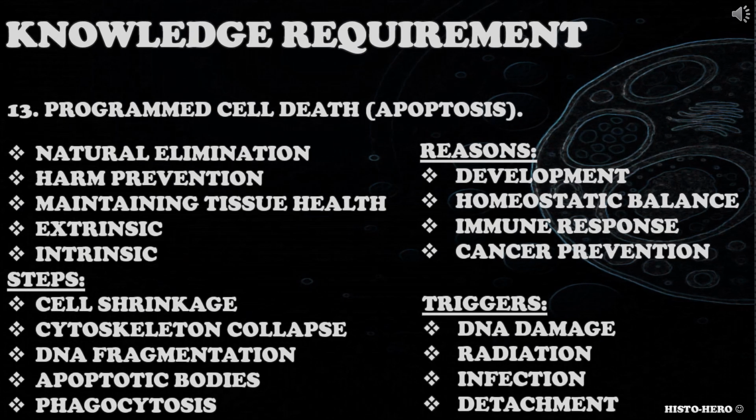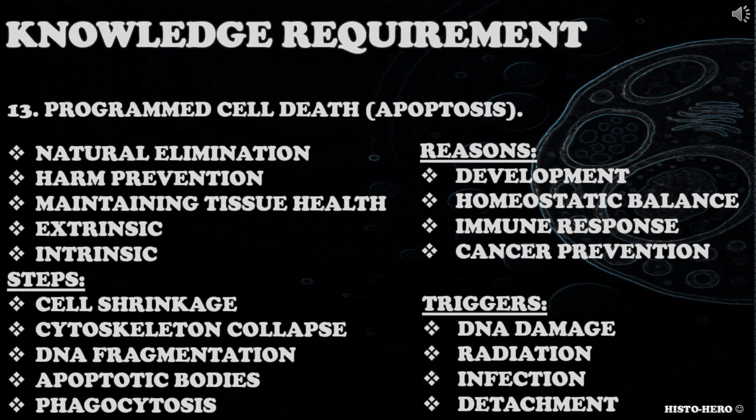The 13th knowledge requirement is for you to know about programmed cell death, apoptosis. What is apoptosis? What are the key steps of apoptosis? Consider natural healthy controlled elimination, harm prevention, maintaining tissue health, clean self-destructive process, key steps like cell shrinkage, skeleton collapse, DNA fragmentation, formation of apoptotic bodies, phagocytosis for clean disposal.